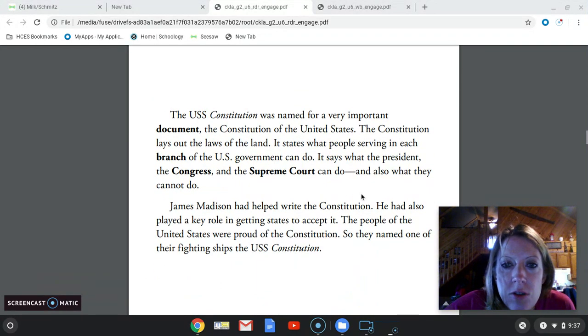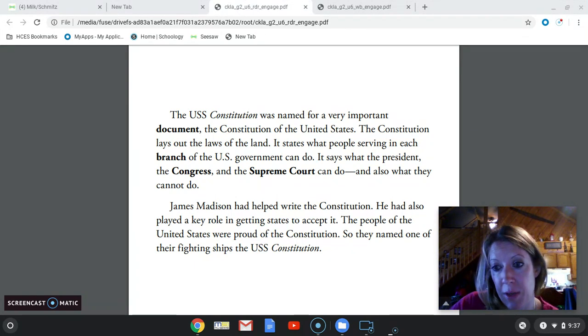The USS Constitution was named for a very important document, the Constitution of the United States. The Constitution lays out the laws of the land. When it says lays out the laws of the land, it means that in it has written down the laws that everyone needs to follow. It tells what we can do as citizens. It tells what the president can do, the Congress could do, the Supreme Court. It just lays it all out for us. It states what people serving in each branch of the U.S. government can do. It says what the president, the Congress, and the Supreme Court can do, and also what they cannot do, which is very important too.